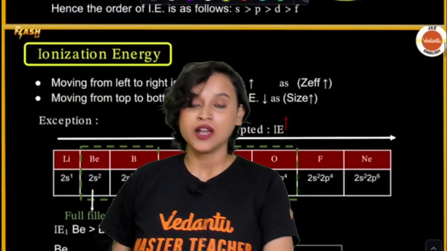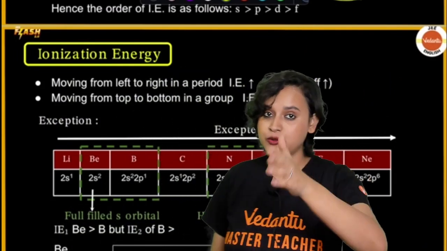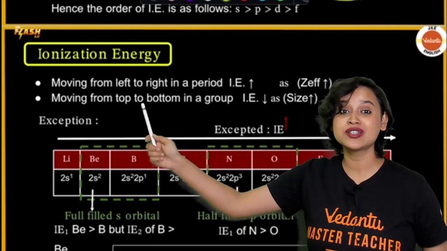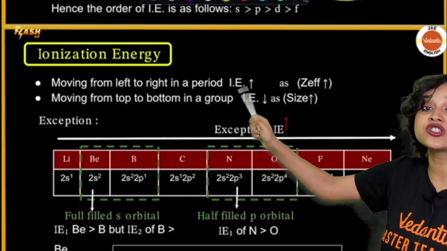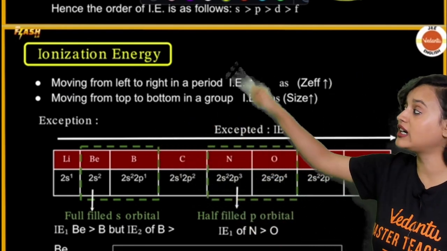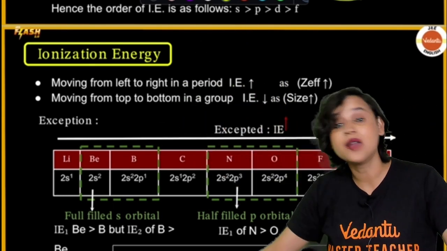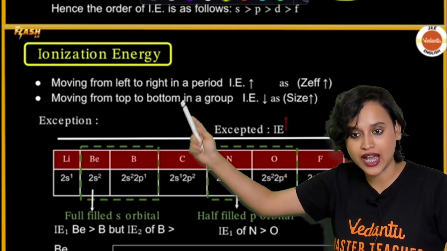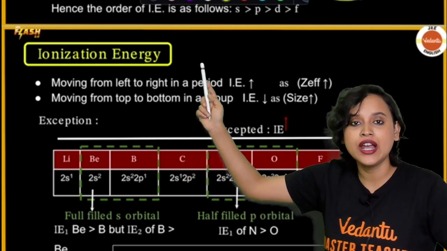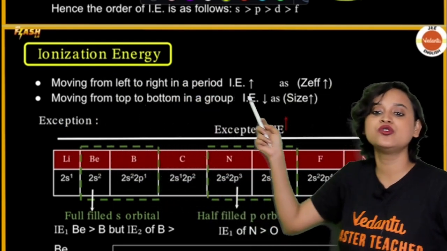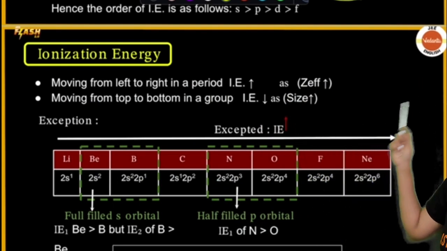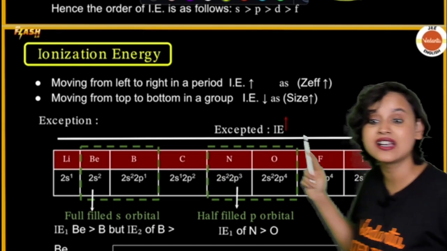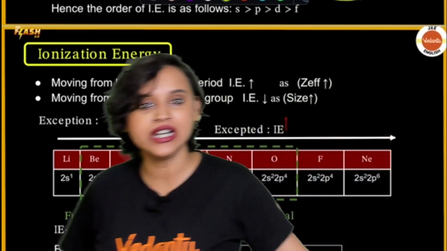Now, when we move from left to right, we see that the ionization enthalpy increases. Why so? Remember, it is inversely proportional to atomic radii. If atomic radii increases, Z effective decreases and ionization enthalpy decreases. When you move from left to right, the size is decreasing. If radius is decreasing, that means ionization enthalpy will increase.